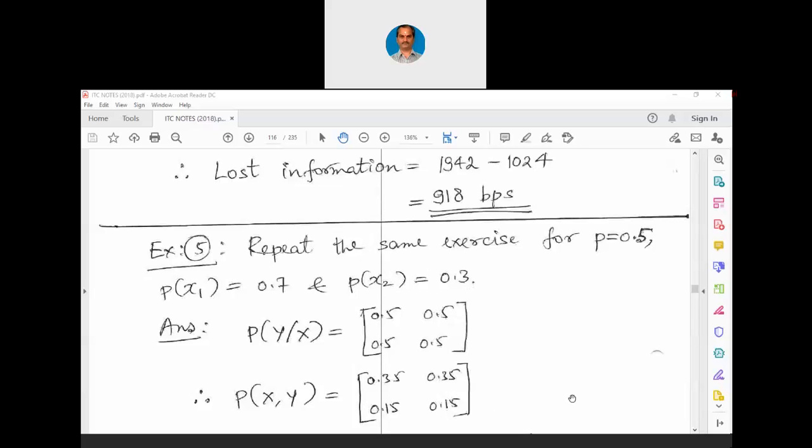Now can you find out h of x, h of y, h of x comma y? Can you find out the mutual information on your own? I'll give you some time. I expect at least some of you will tell me the answer for this exercise, which is the same as the earlier exercise, but only the values are changed. I'll give you 3 minutes. Quickly put your answer in the chat box. I'll wait until then.